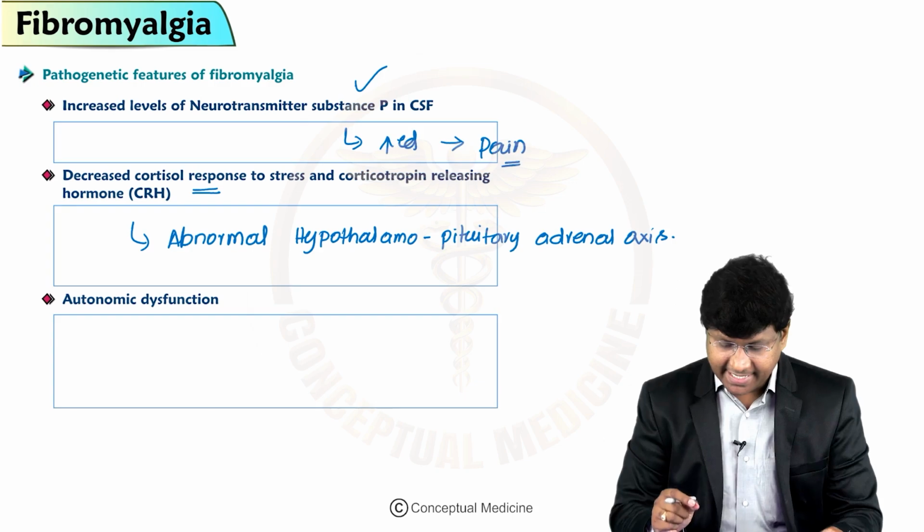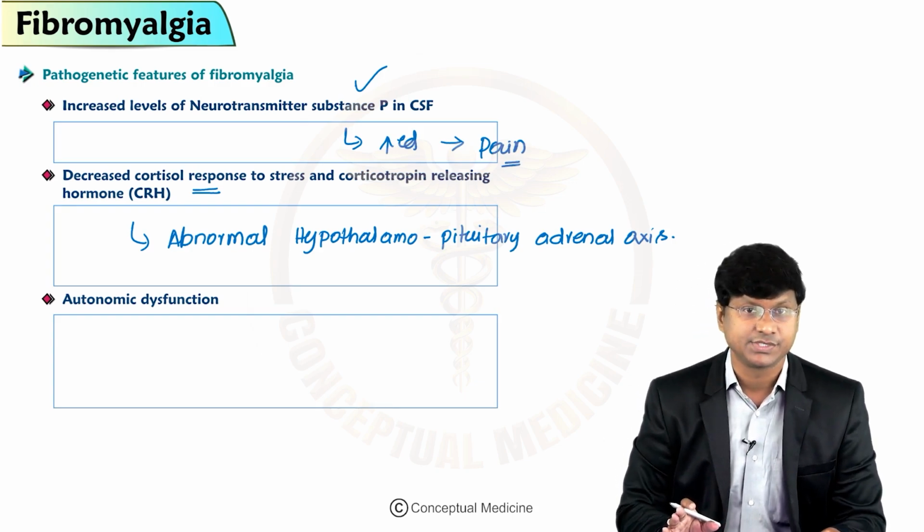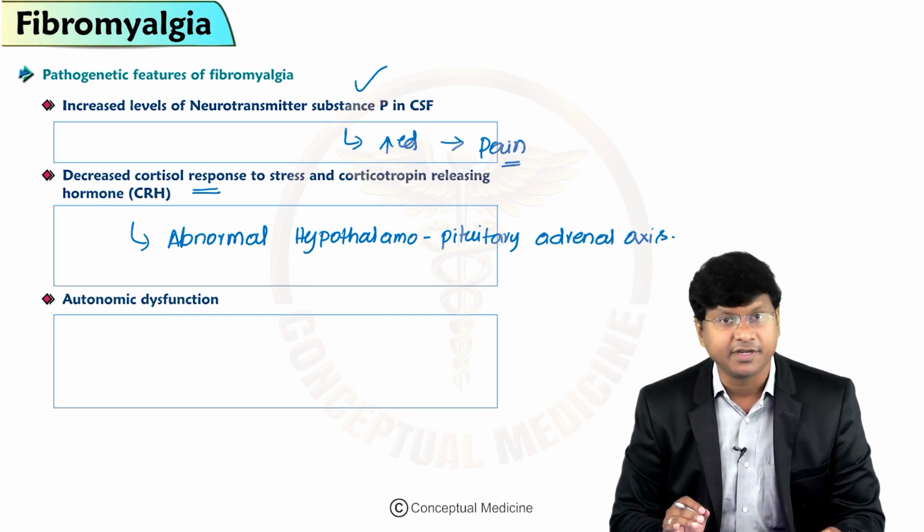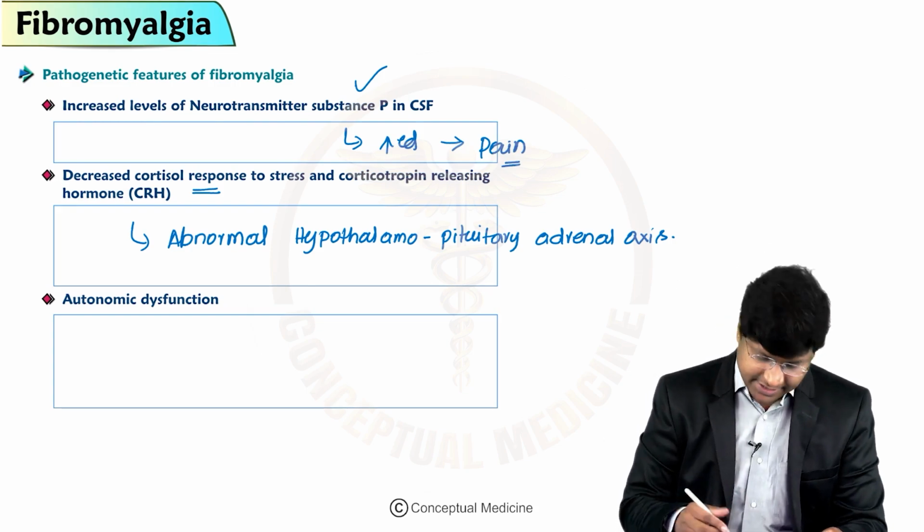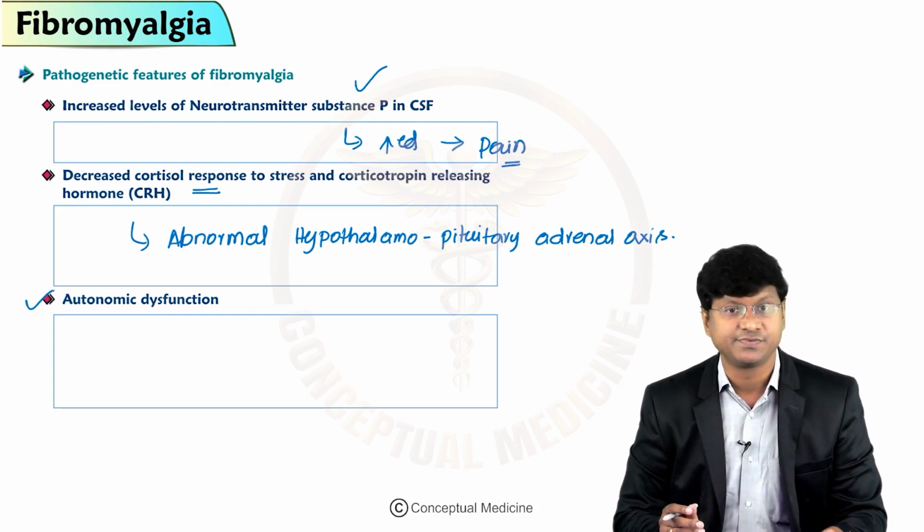Abnormal hypothalamo pituitary adrenal axis. So that is another important pathogenetic feature of fibromyalgia. Next, coming to autonomic dysfunction.